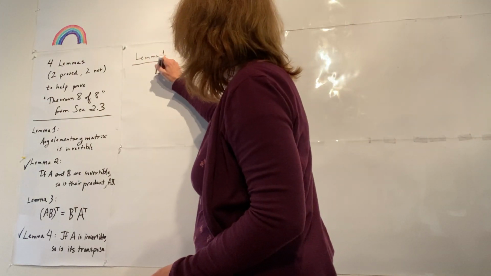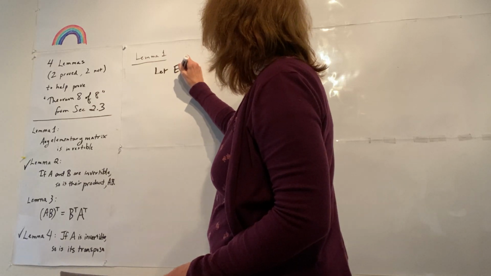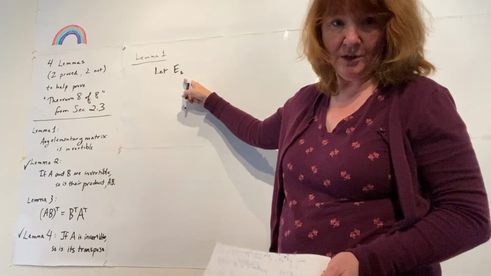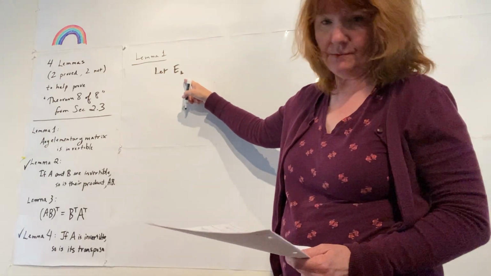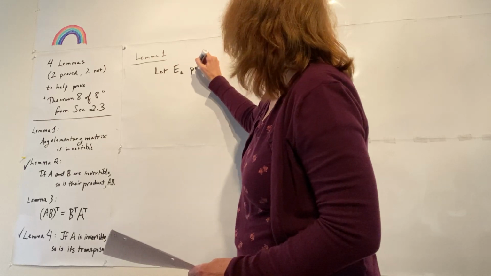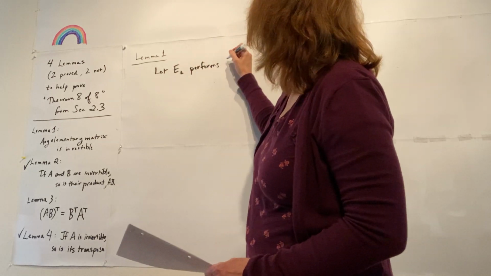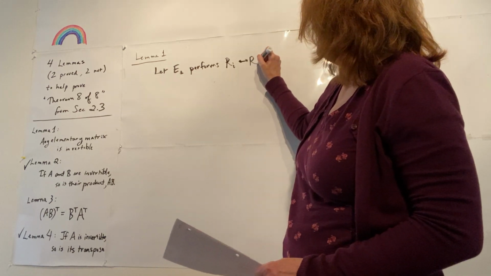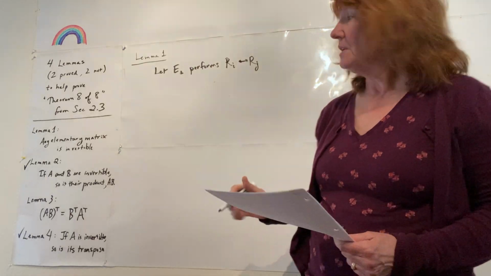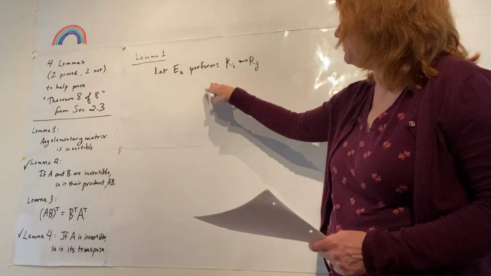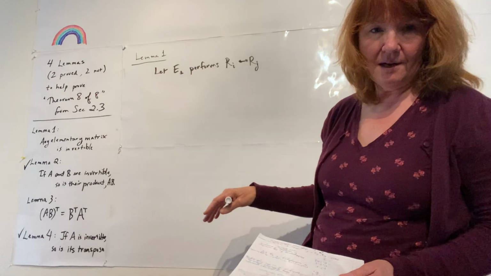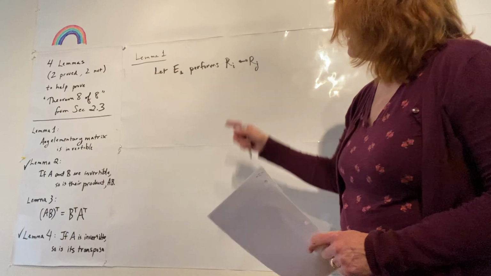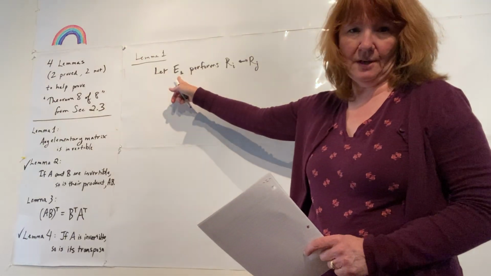So let's let E1 be an elementary matrix that performs the elementary row operation of switching rows. So let this be the one that performs the operation that switches rows i and j. Okay, so that's the first type of elementary row operation we were considering before, so I'm going to make that the first type of elementary matrix. Remember how we construct E1.